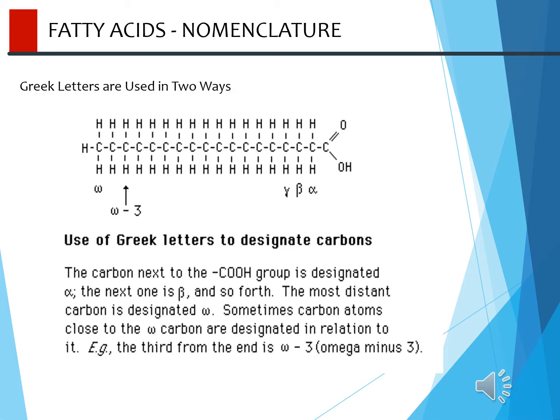This slide shows the use of Greek letters to designate carbon atoms. The carbon next to the carboxylic group is designated alpha, the next one is beta, and so forth. The most distant carbon is designated as omega. Sometimes carbon atoms close to the omega carbon are designated in relation to it. For example, the third from the end of omega is omega-3.